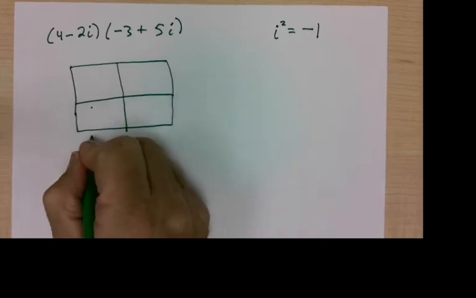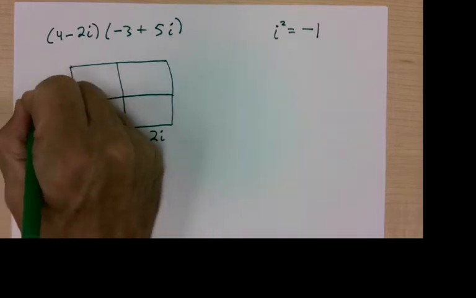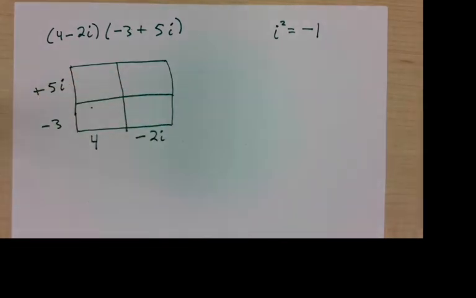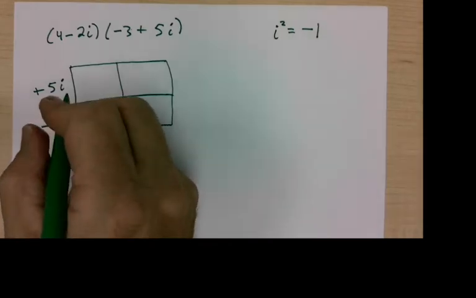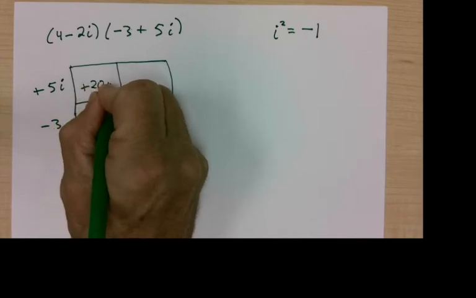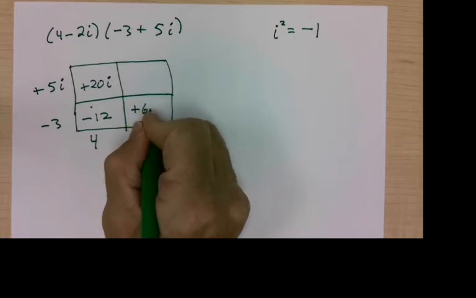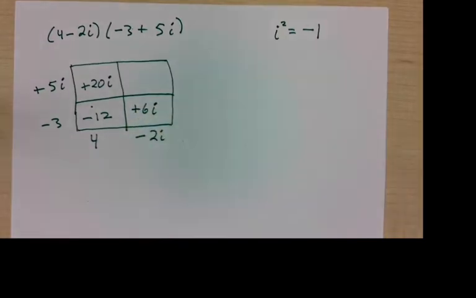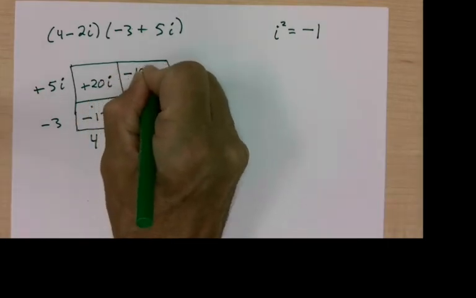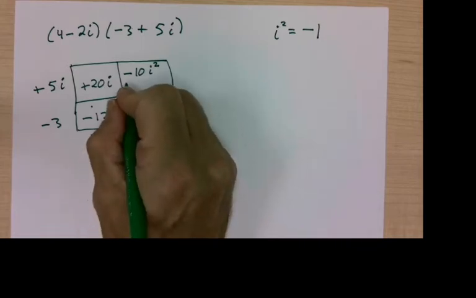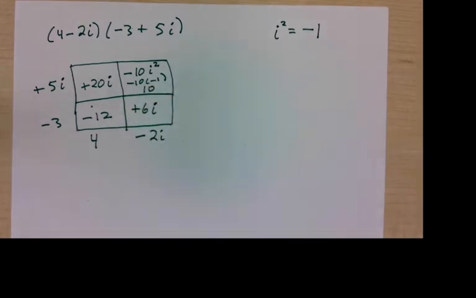So I have 4 minus 2i down here, and I have negative 3 plus 5i up here. 4 times negative 3 is negative 12. 4 times positive 5i is positive 20i. Negative 2i times negative 3 is positive 6i. Negative times a negative, of course, is positive. 5i times negative 2i is negative 10i squared, but i squared is negative 1. So that's negative 10 times negative 1, which is positive 10.